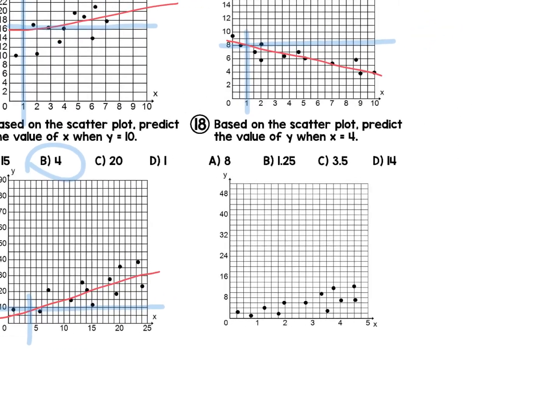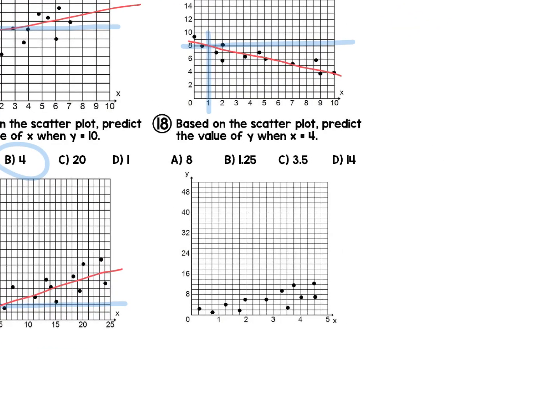All right, last one. Based on the scatter plot, predict the value of y when x is 4. So x is 4, and we'll put a line right through 4 for x. And then draw in as best we can a line of best fit through the data. So it looks like a good estimate for y would be, looks like 8 right there.